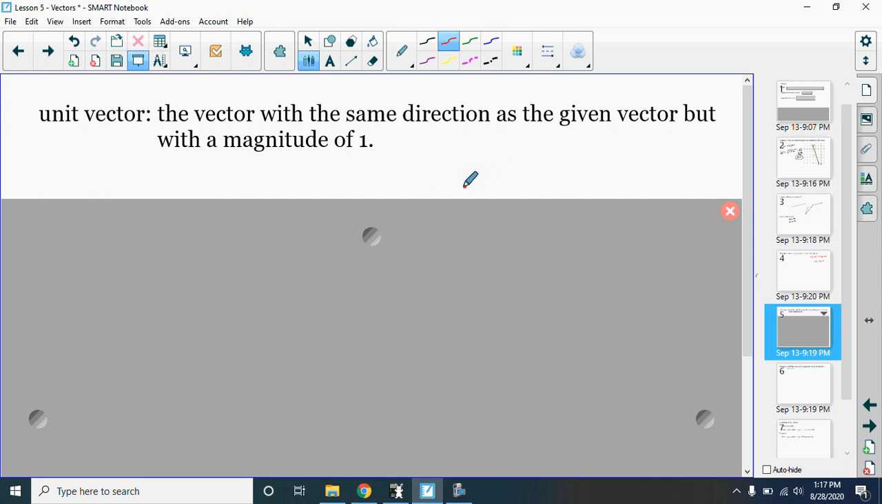So if I have a vector that looks like that, if we take that vector and then shrink it down so its magnitude is only 1, that would be its unit vector. Or if its magnitude was less than 1 to begin with, you would make it bigger until its magnitude is 1.